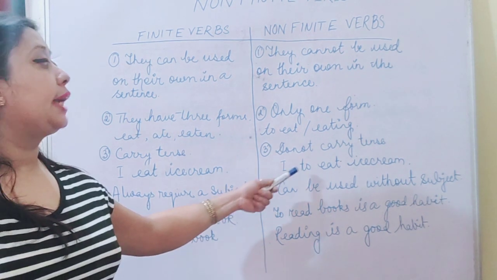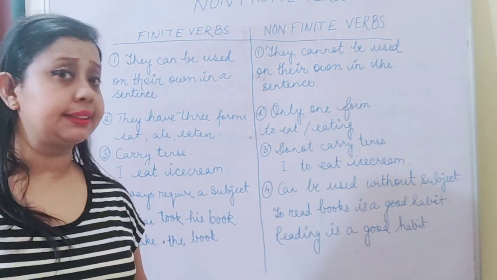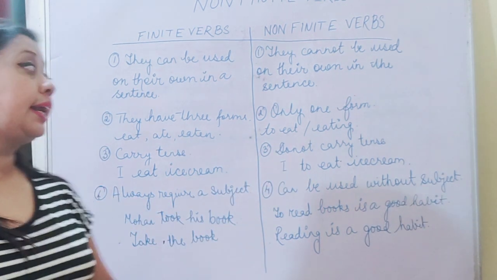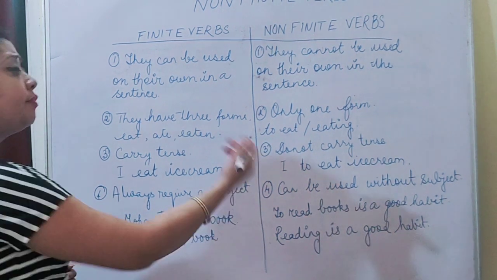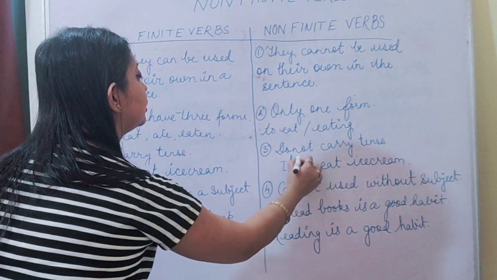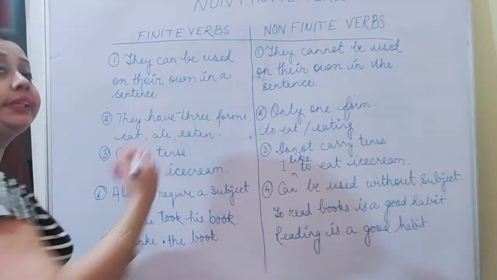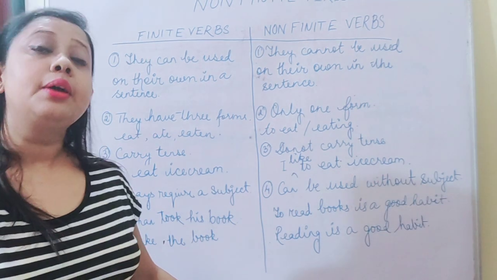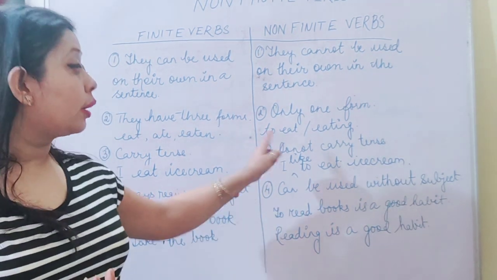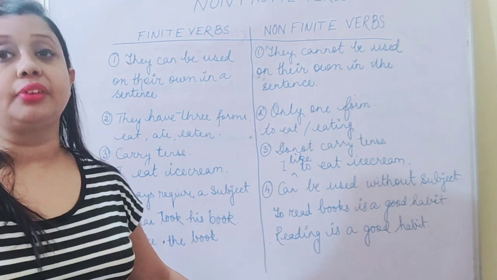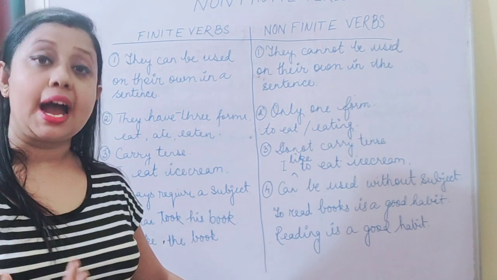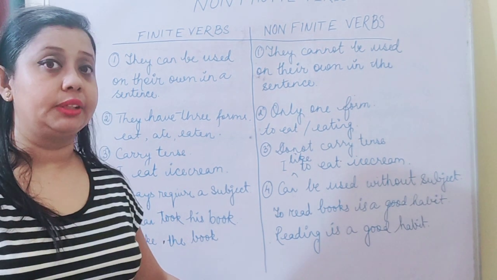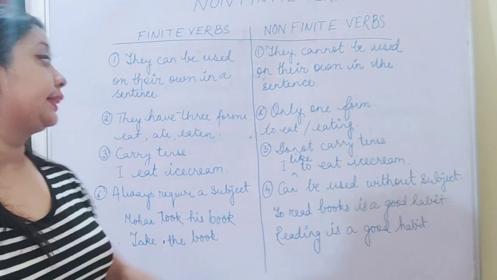But if I say, I do eat ice cream, then my sentence is wrong. It is not able to express any tense. In order to understand the tense there, I have to put a finite verb. Like I need to put I like to eat ice cream. Only then my sentence becomes correct, or it can express the tense only after using the finite verb. So, finite verbs are able to express the tense, while non-finite verbs are not able to express the tense.